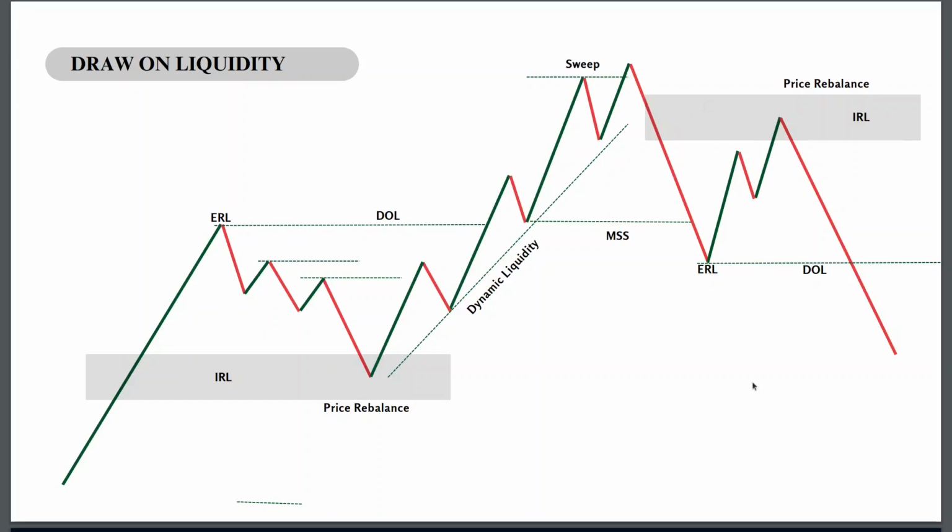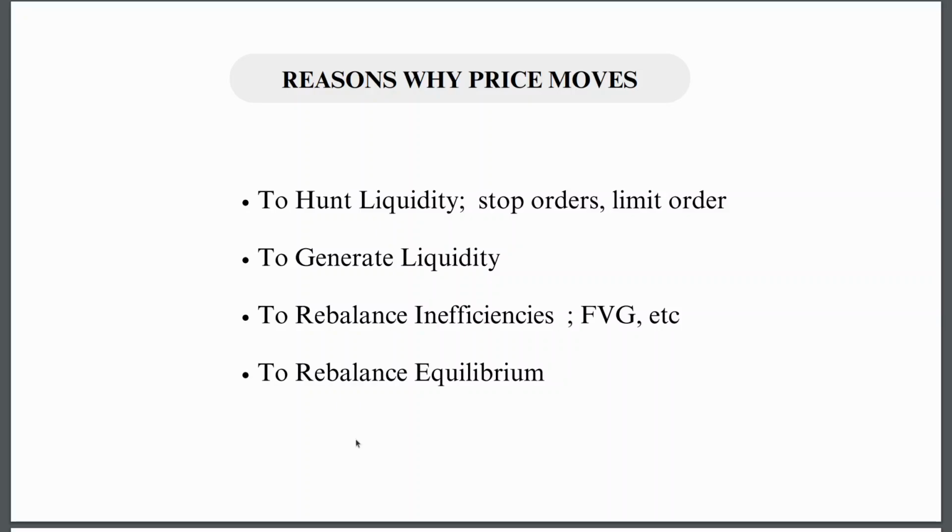A very important question you need to ask yourself when making your analysis is, why will price move to this level? You have market at this point came down to this range. The question you should ask yourself is, why is this price moving? Why will price continue in this area and not down here? One, price moves to hunt liquidity. Another is price moves to generate liquidity. The third is to rebalance inefficiency. The fourth one is price moves to rebalance equilibrium. Price will always move to rebalance equilibrium of the price range.